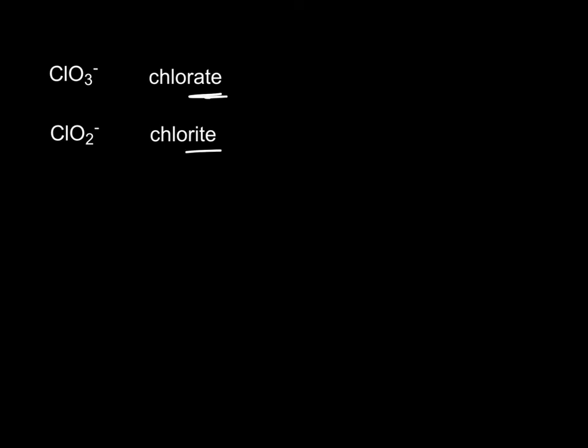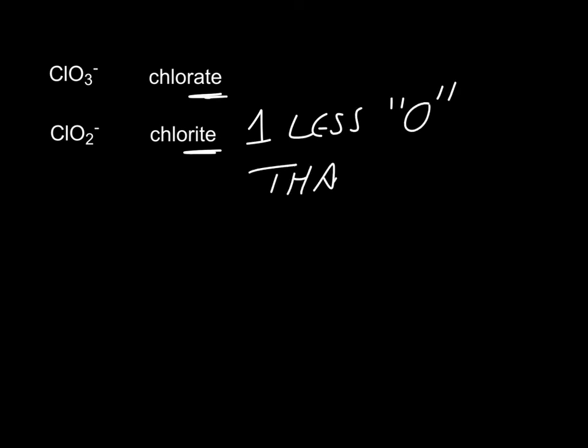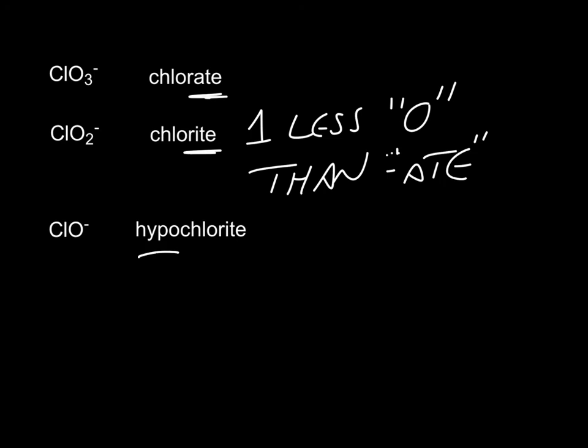Okay, if we look at ite, that is 1 less oxygen than ate. If you see ClO minus, now we're looking at 1 less oxygen than chlorite. So this would be called hypochlorite. So the hypo denotes that it is 1 less oxygen than the ite. So I'll just write that here to help you remember.